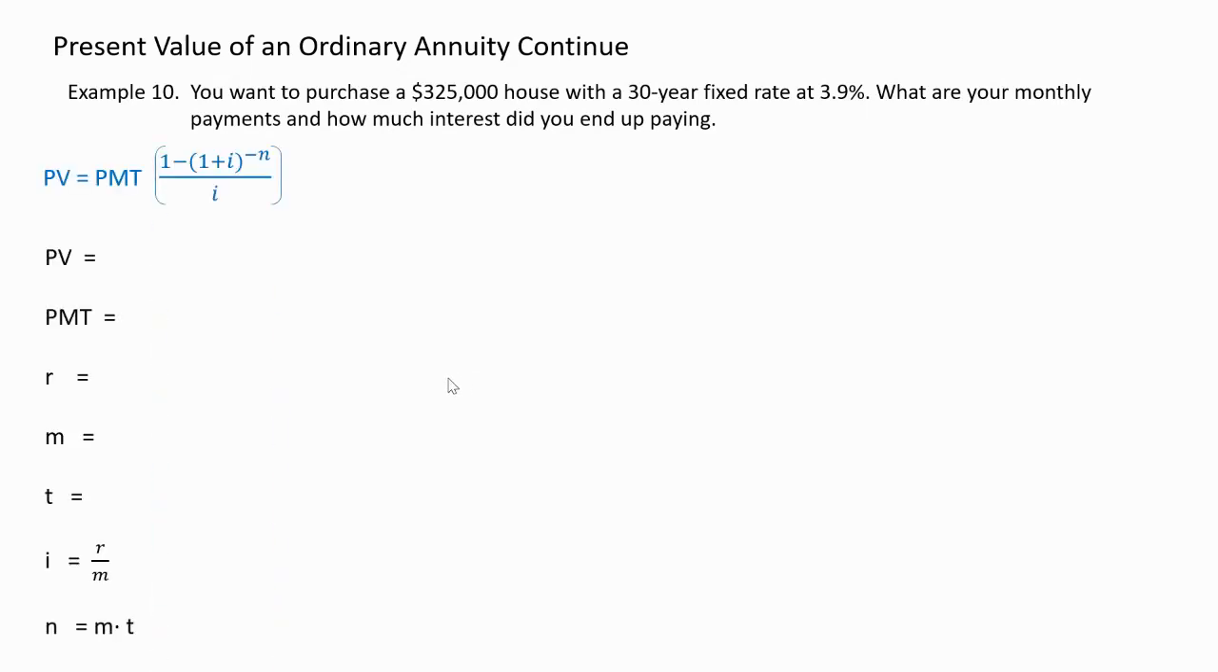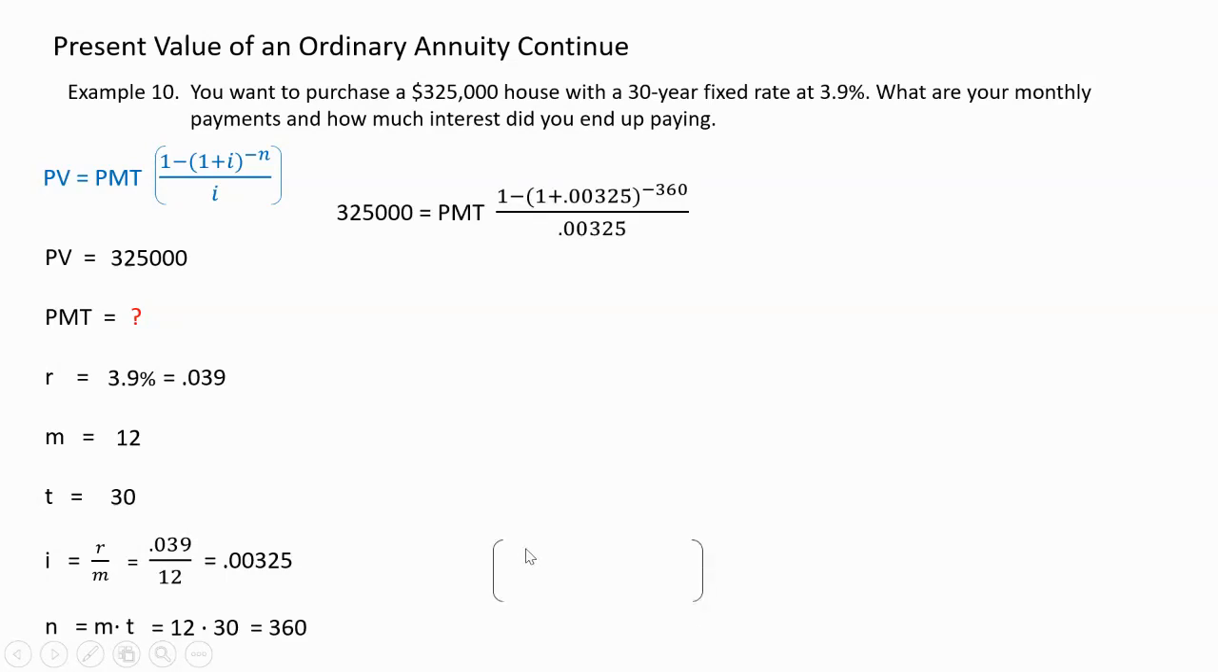Again, same formula for this section. So there's 7 things, right? We're looking for the monthly payments. The money that we borrowed from the bank was $325,000. The R is the interest rate, 3.9% will give us 0.039. Again, the M is monthly, so M is 12. The T is going to give us 30 years. The I will be R divided by M, 0.039 divided by 12 will give us 0.00325. And the N, the number of payments, will be 12 times 30, which gives us 360.